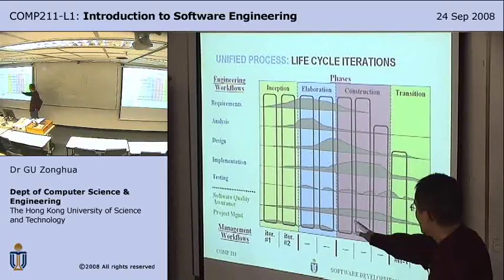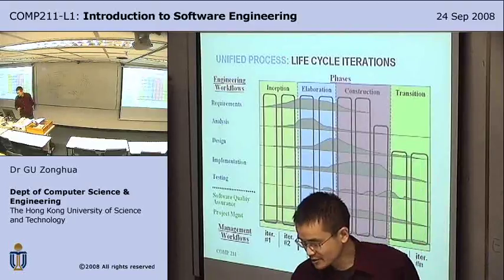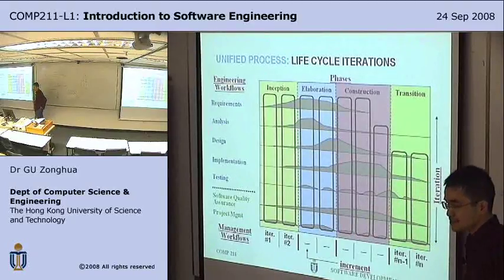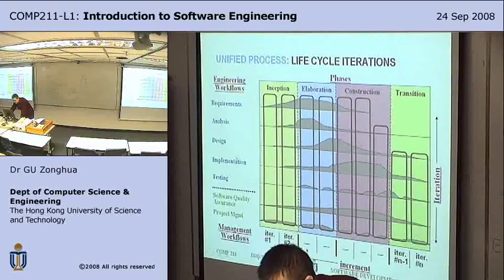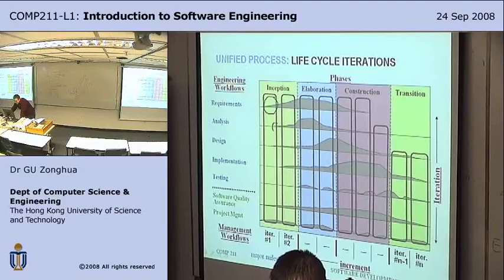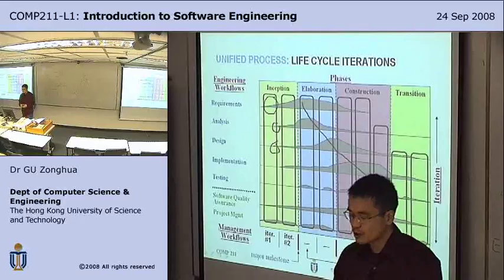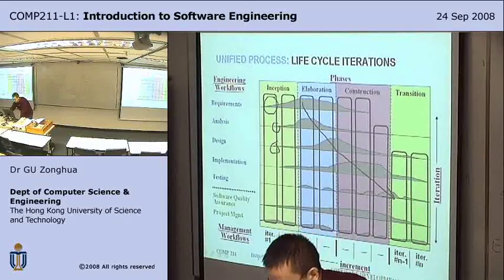And as you go along different iterations, you shift focus. In the very first iteration, you only do some requirements and perhaps a little bit of analysis and a little bit of design. And as you go to more iterations, you shift focus gradually to design and implementation and testing. So that's when your focus shifts. But it doesn't mean that it's waterfall. It's not waterfall because you're doing everything a little bit at every iteration.